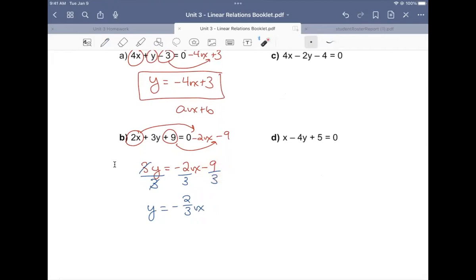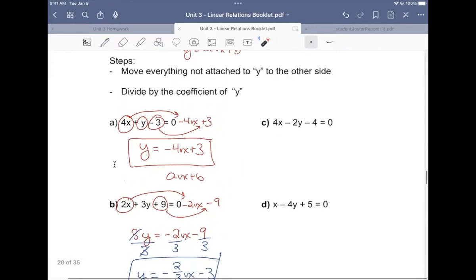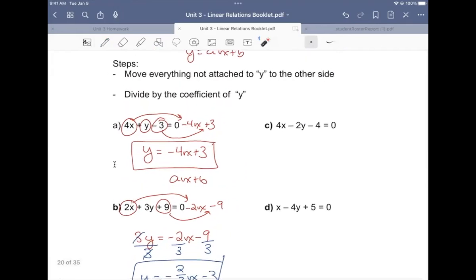9 is divisible by 3, so that becomes negative 3. And now I have my final equation. Negative 2 over 3 is my slope. So that means it has a rise of negative 2 and a run of 3, and my y-intercept is negative 3.